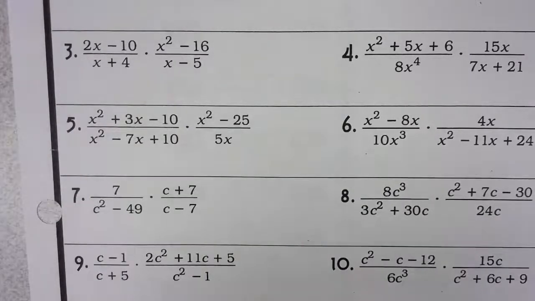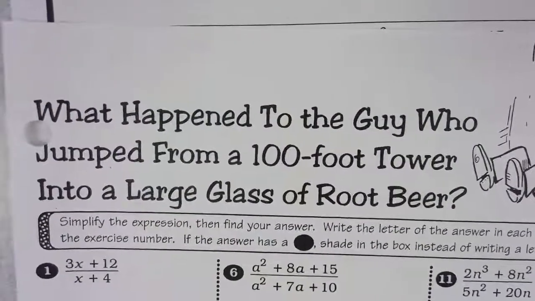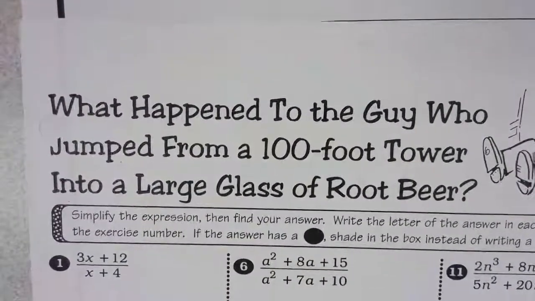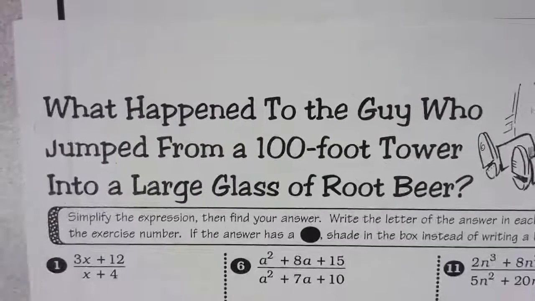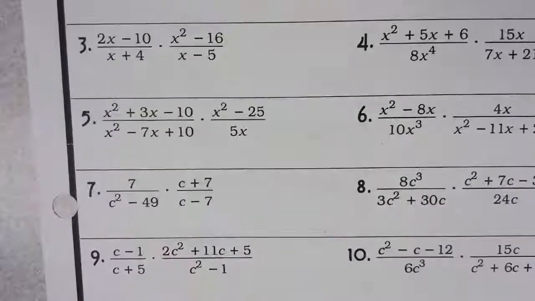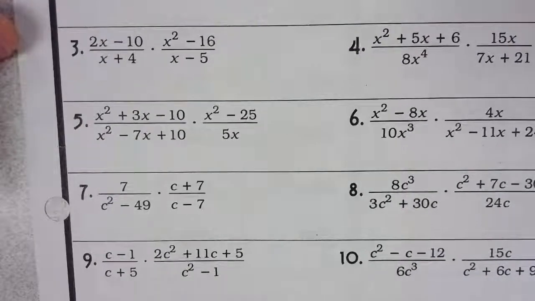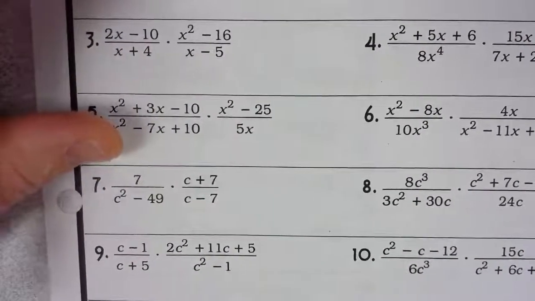So, real quickly, what happened to the guy who jumped off a 100-foot tower into a large glass of root beer? Nothing. It was a soft drink. Alright, so if you were following along at home, maybe you were really worried about what's going to happen to this guy. It's a 100-foot tower, really high. Don't worry, guys. Just root beer, soft drink. Soft landing right there. Alright.